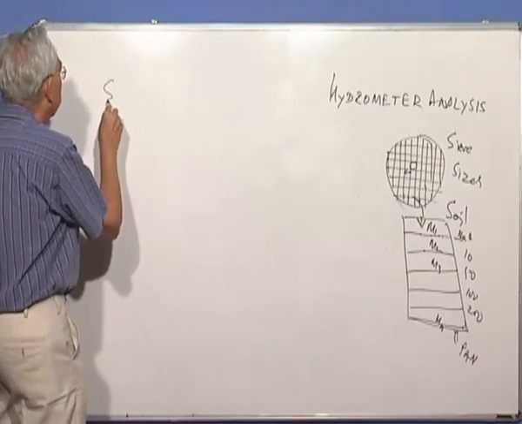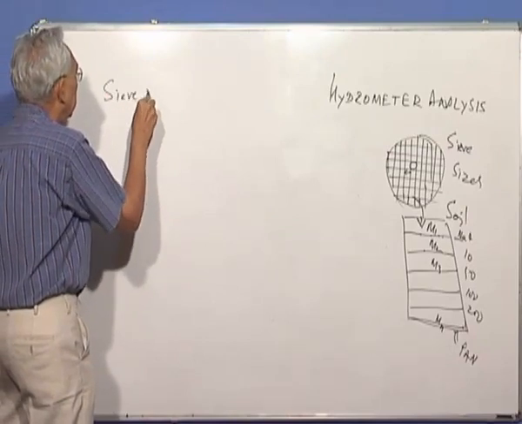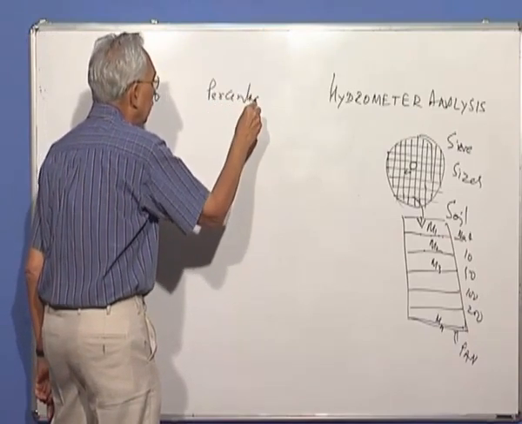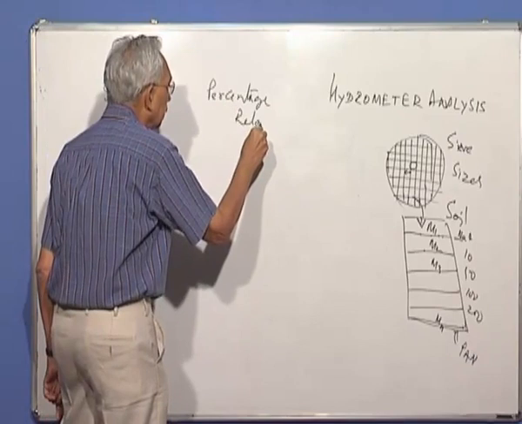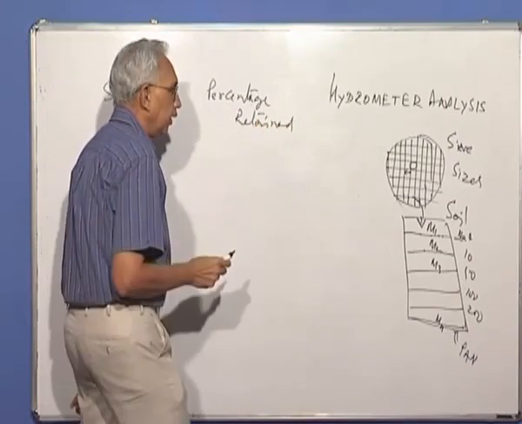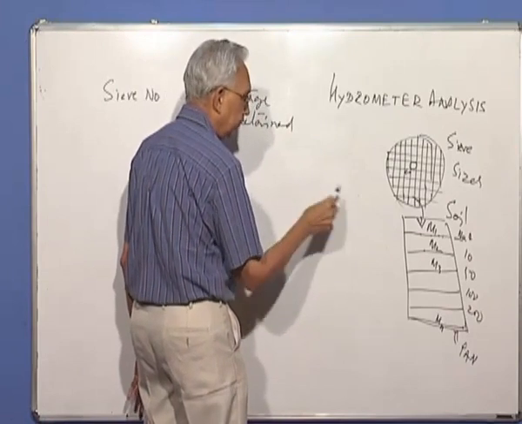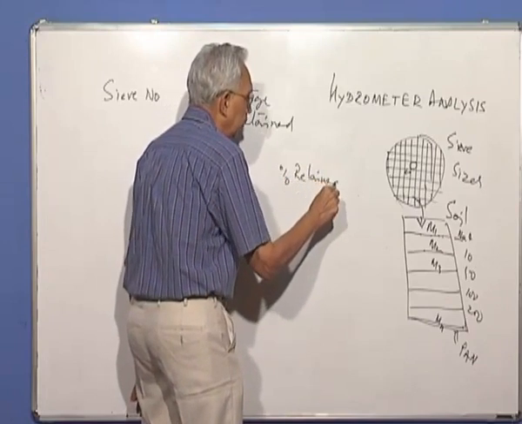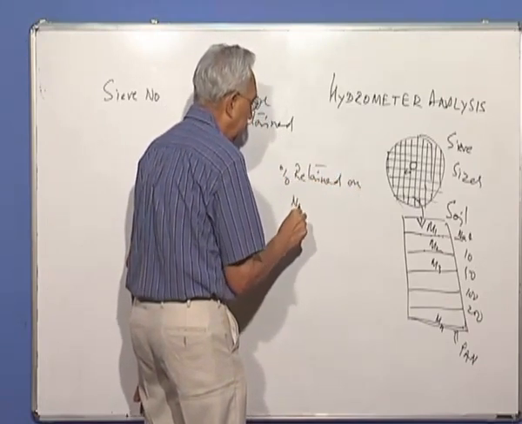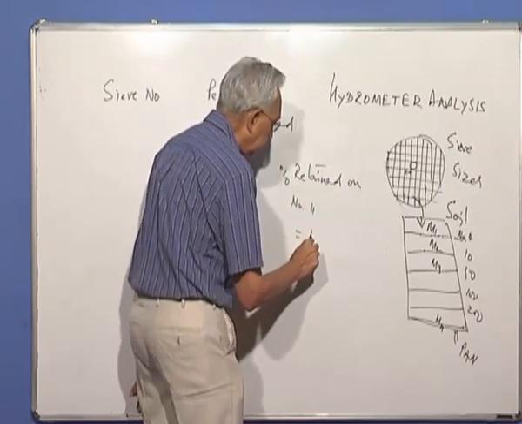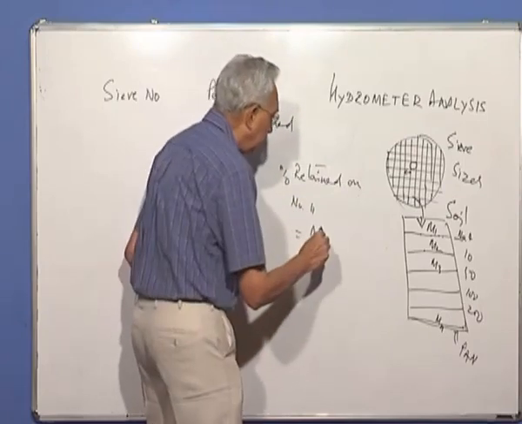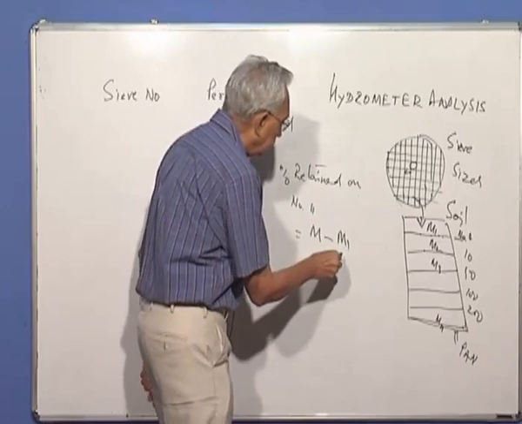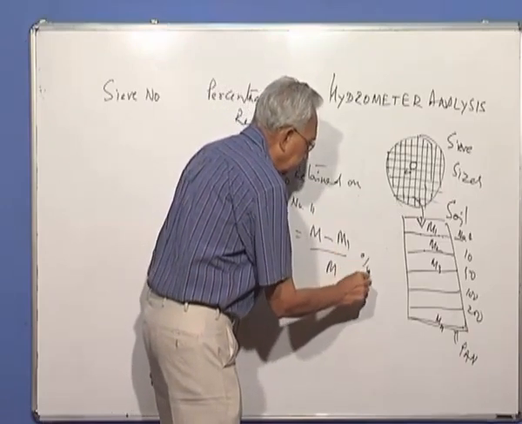So can I say sieve number and percentage retained on each sieve? How do I get it? If I want to say for the first sieve, percentage retained on number 4 is equal to the total weight of the soil minus M1, divided by M, as a percentage.